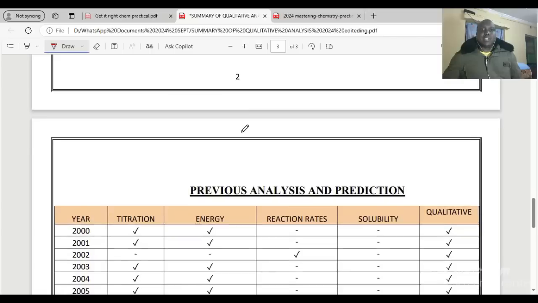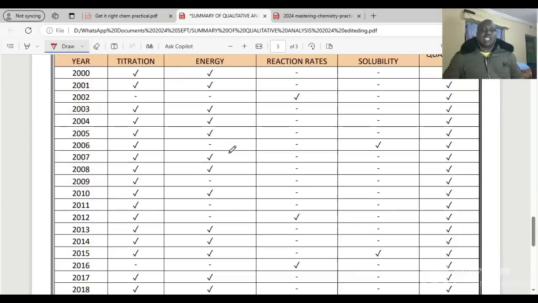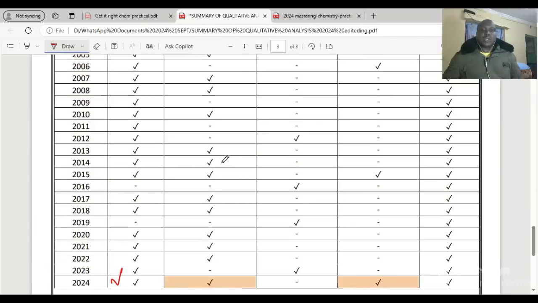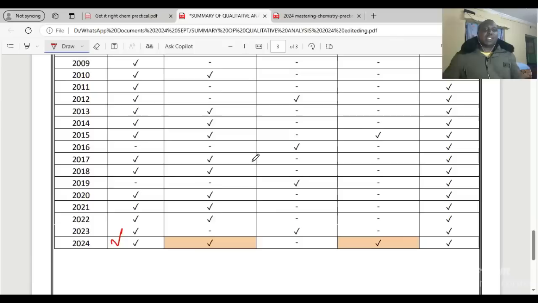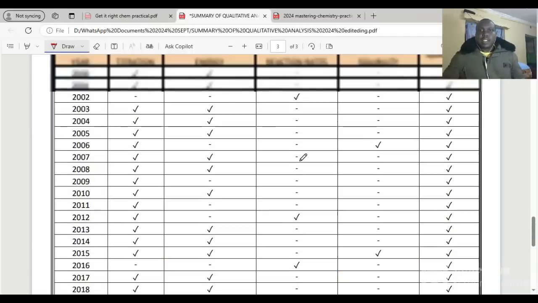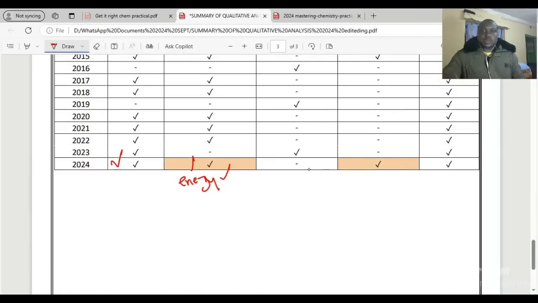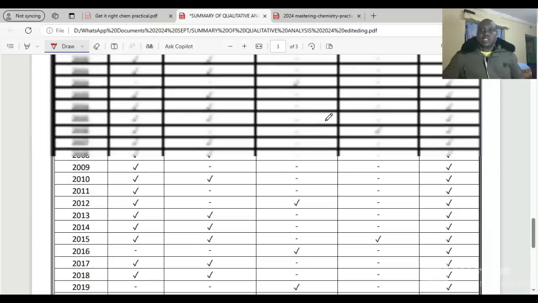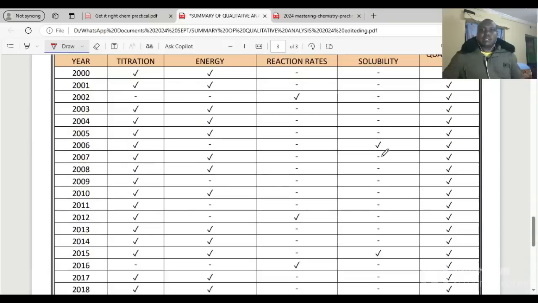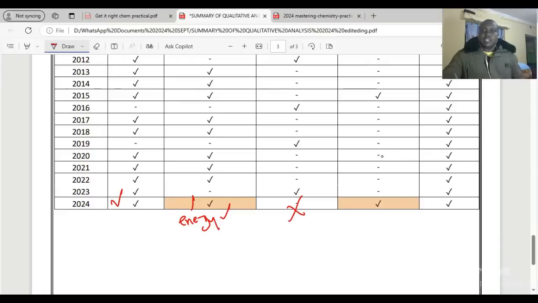Then we have energy changes. Energy changes has also frequently been missing in some few years. So 2024 we must have energy changes. We can be sure of that this year. And then rate of reaction was there last year, so this year no. Solubility curve, that one will not be there.